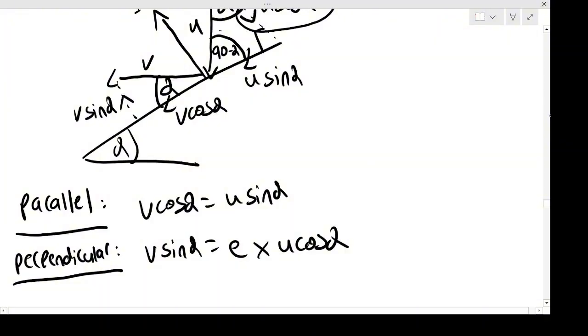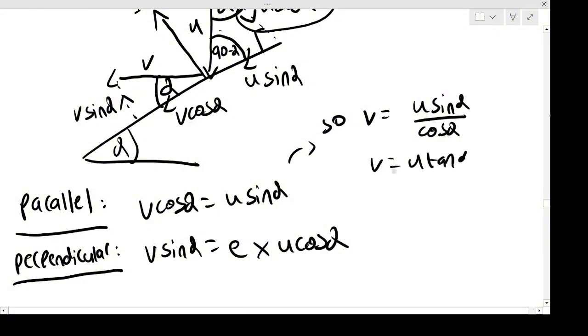Now, I want to get rid of v. I can't use the perpendicular equation because it has an e in. I don't know what e is, so I'm going to have to look at this one. I want to get rid of v, so I need to rearrange for v here. If I just divide by cos alpha, I get v. So v is going to be u sine alpha over cos alpha, isn't it? Well, that quite nicely goes to u tan alpha. Okay, and there we are. So I can substitute that in.